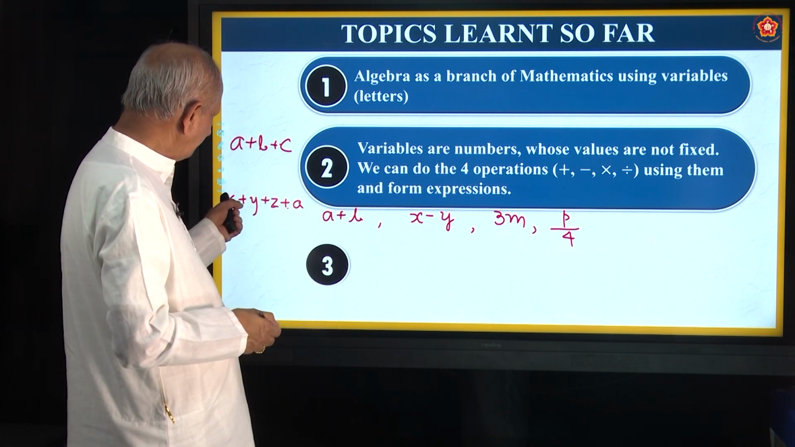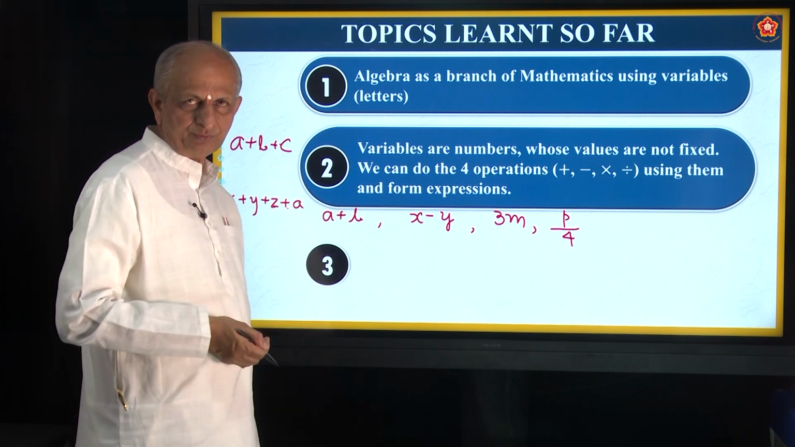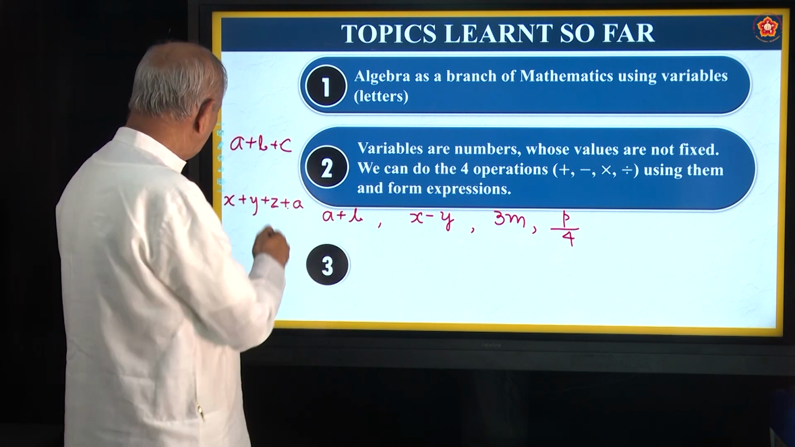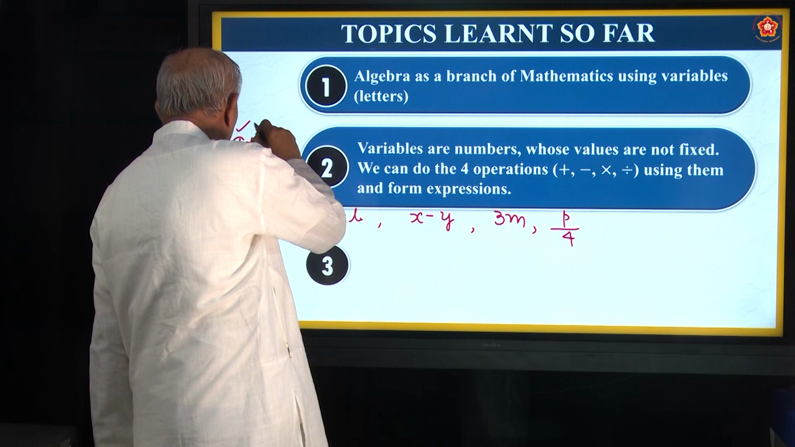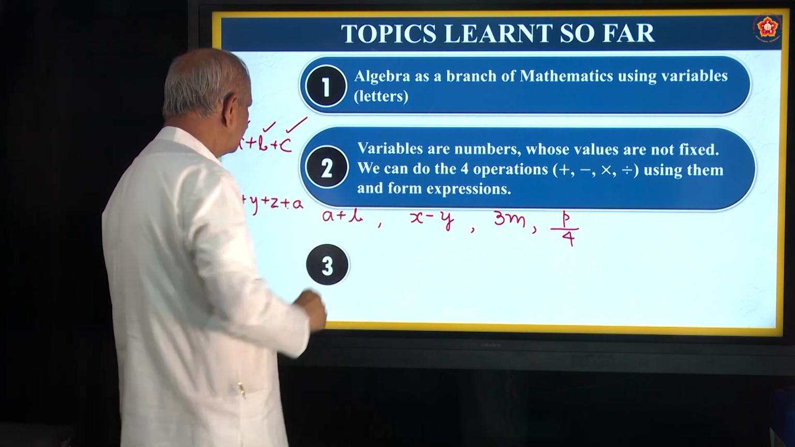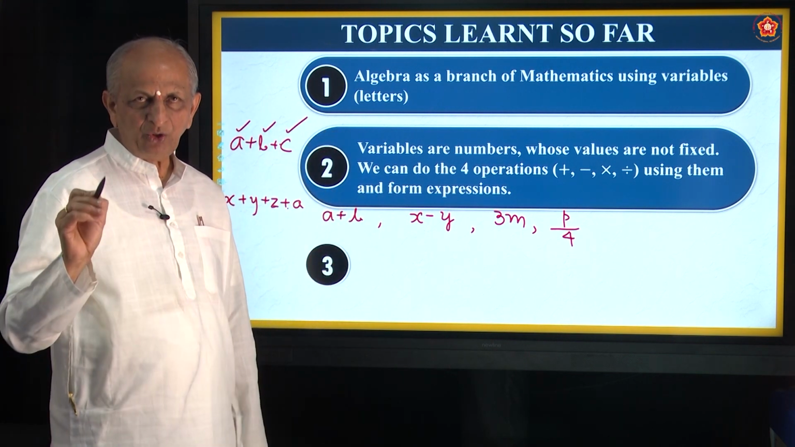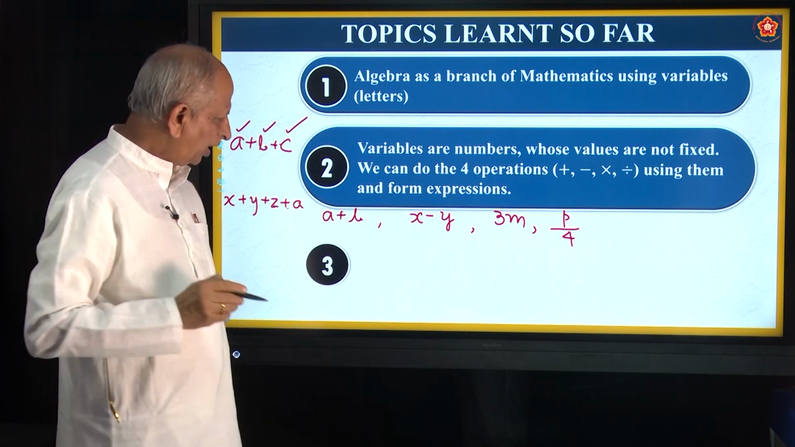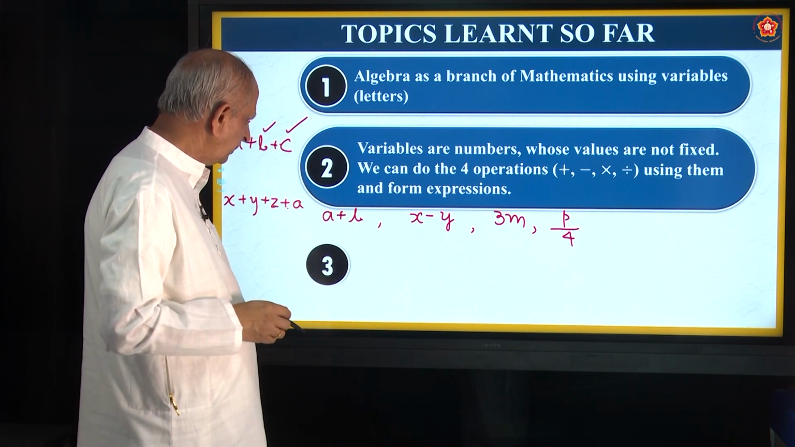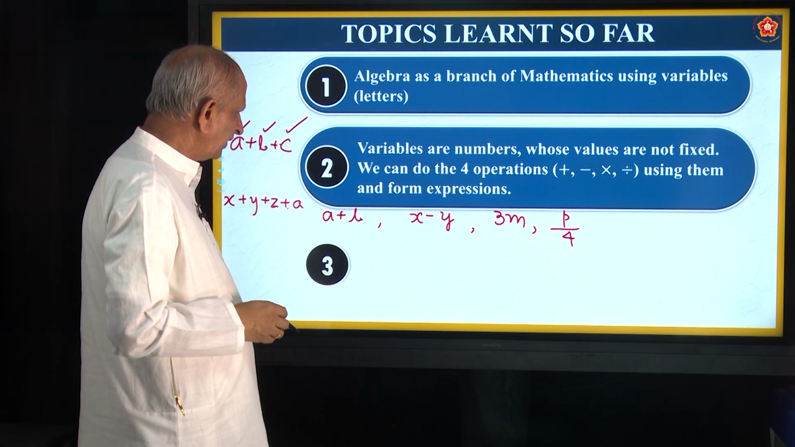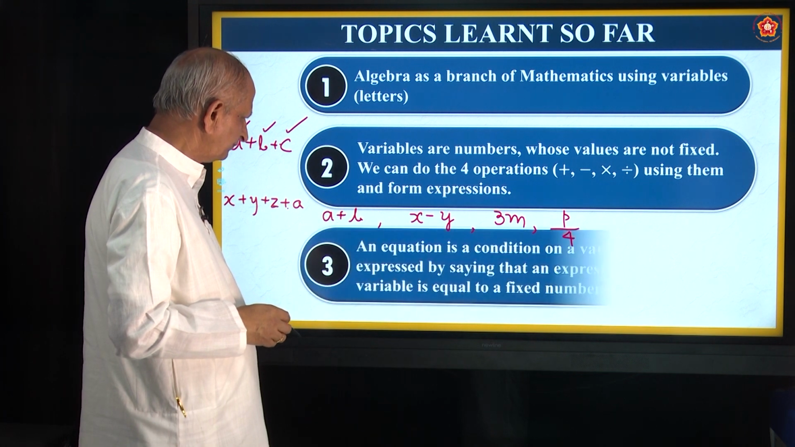Here it may be having plus, it may be minus also. Okay. And these are called variables. Why are they called variables? Because the value of which is not known. Okay. So, that is about variables and expressions.